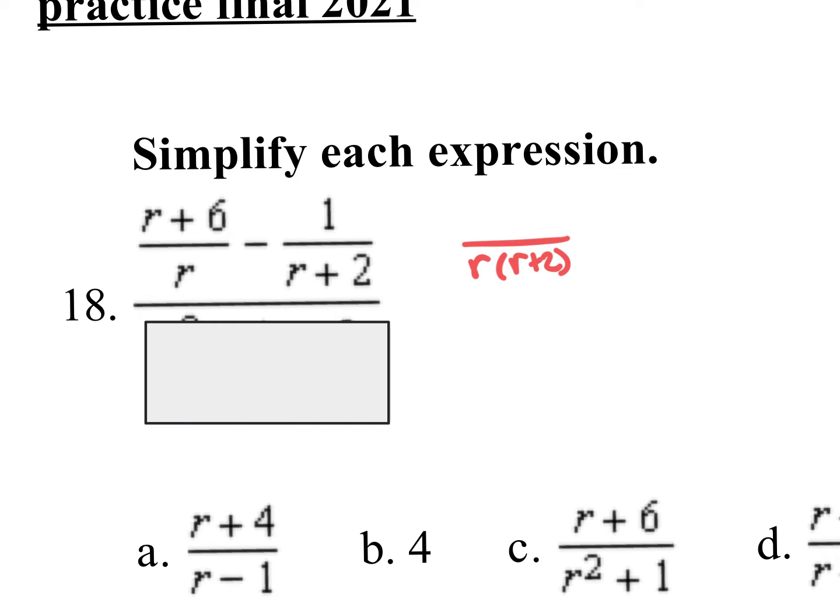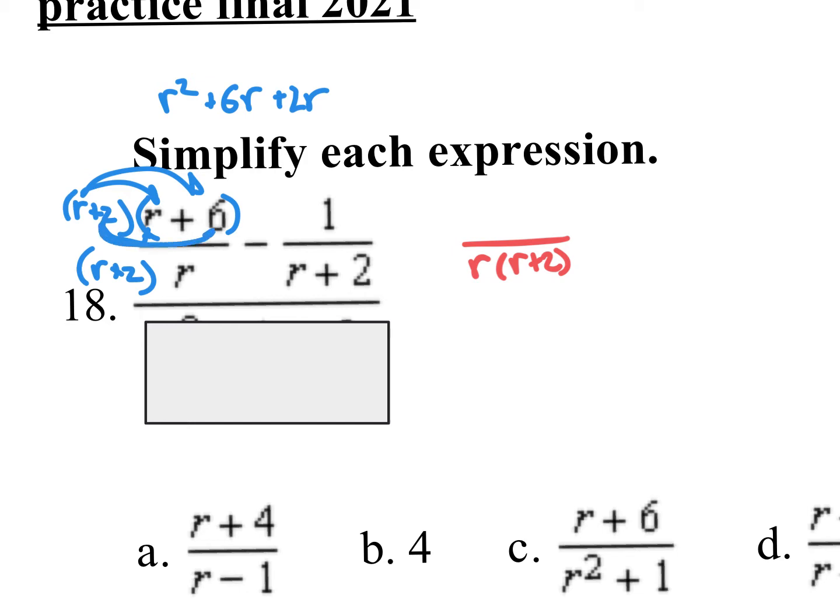So I'm going to modify this first fraction to become this fraction, all right? So if I have an r down here, but I need an r times r plus 2, obviously it's missing the times r plus 2. So what I do to the bottom, I do to the top, times r plus 2. And of course we have a binomial times a binomial. So we have r times r, that's r squared. r times 6, that's positive 6r. 2 times r, that's positive 2r. And 2 times 6, that is positive 12.